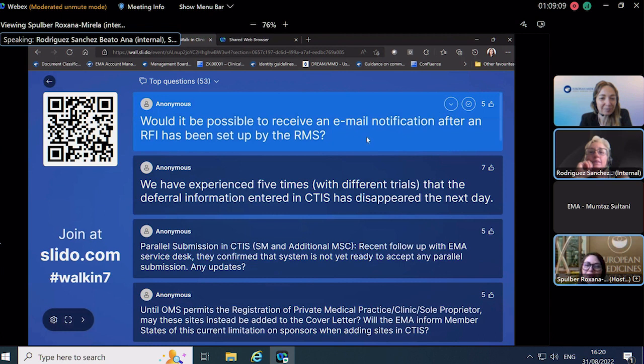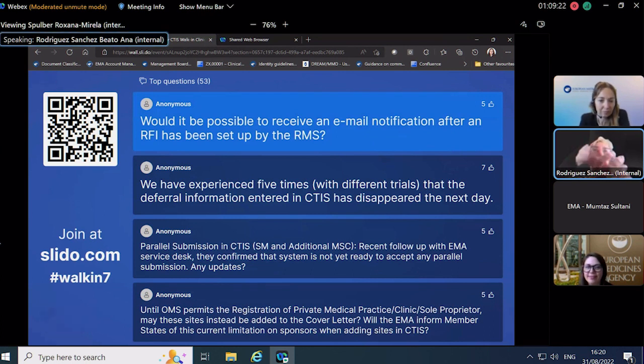Would it be possible to receive an email notification after an RFI has been set up by the RMS? So the answer is no. In the CTIS system, the only email that is sent out is when a role is assigned to a user. And this was an agreement when we started with the development of the system.